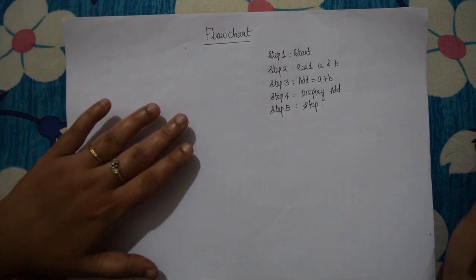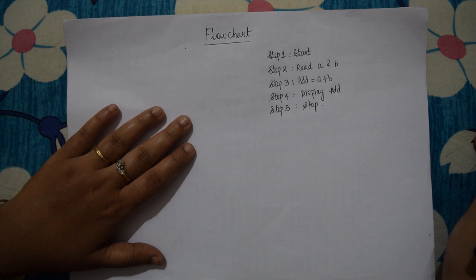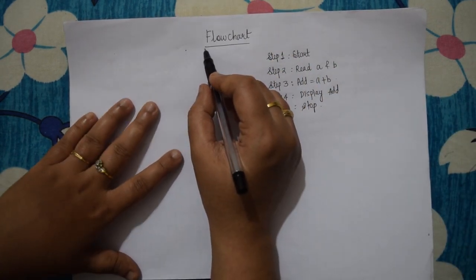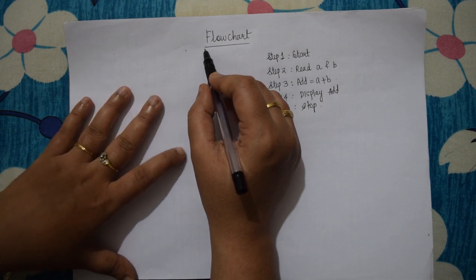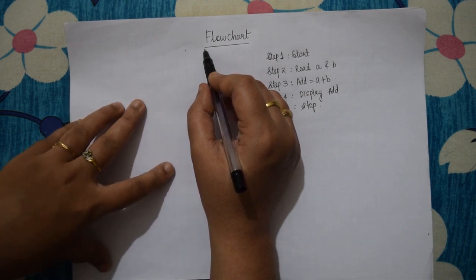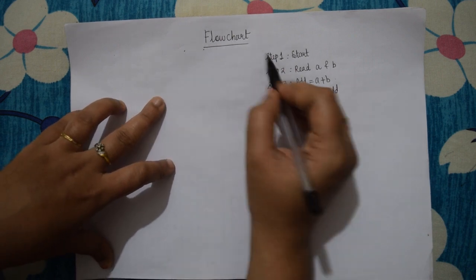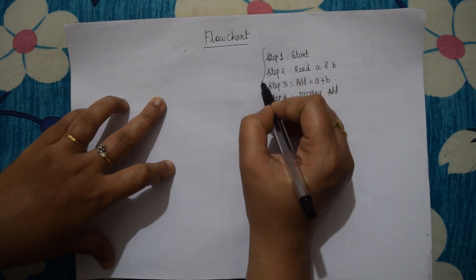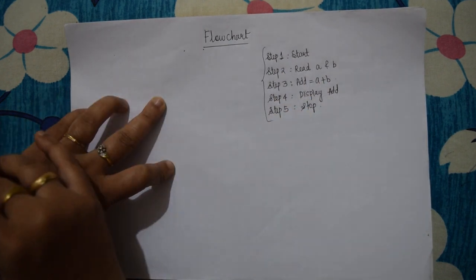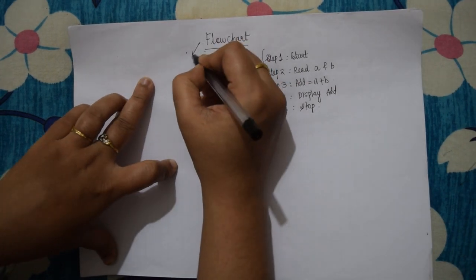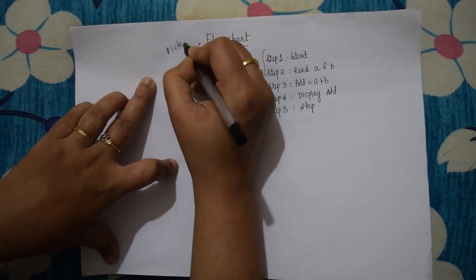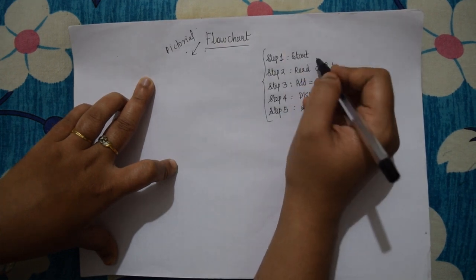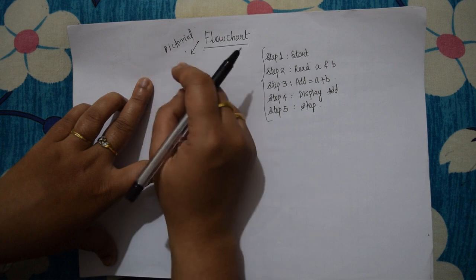So in the last video we discussed the algorithm. Okay, now next is flowchart. So flowchart is the pictorial representation of an algorithm, or you can say the diagrammatic representation of an algorithm. Whatever your algorithm is, you have to represent that algorithm in the form of a diagram. Okay, it is pictorial or diagrammatic representation of an algorithm. Is it clear? Now, it uses symbols.